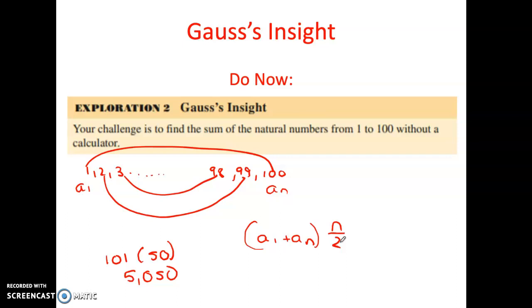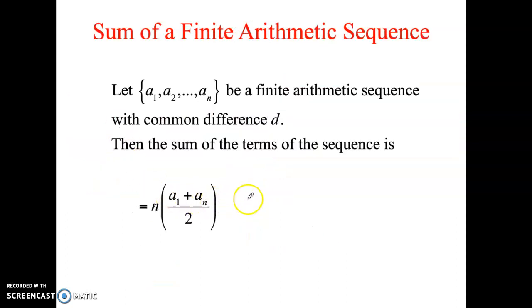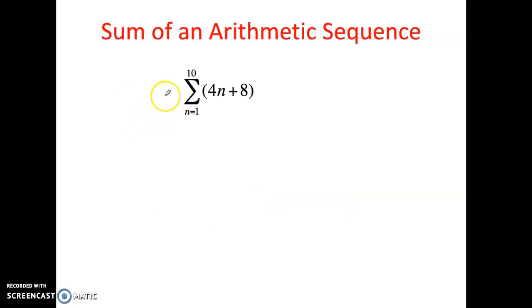I do it a little bit differently in the book. That's how I do it. This is how the book does it. Again, I like to write it as a sub 1 plus a sub n times n divided by 2, because that's how we devised it. So we're going to do it in sigma notation and then the regular list.